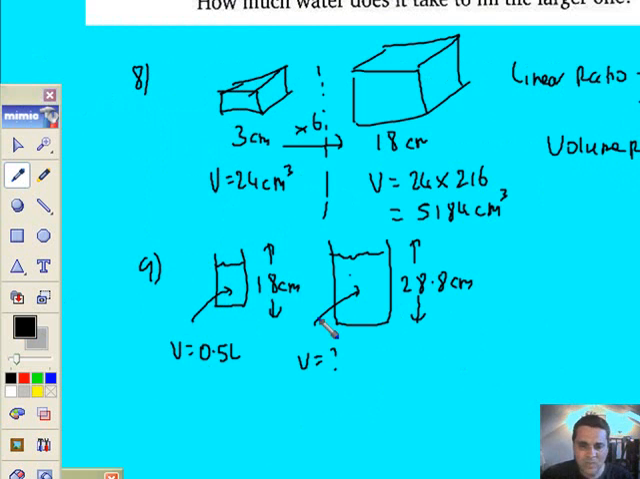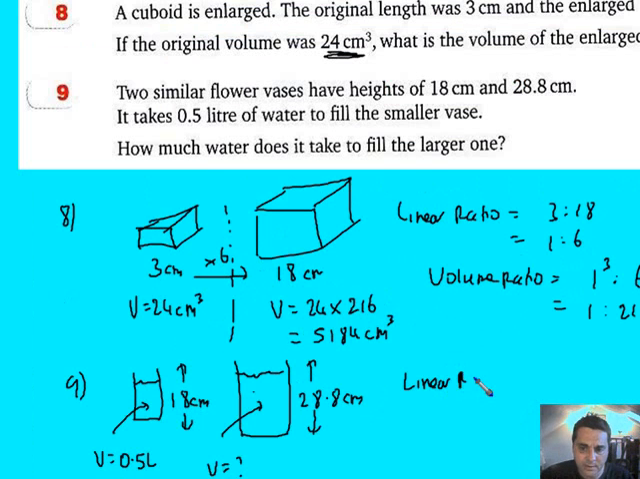Here we go. Right, linear ratio. Start with the linear, always. Always. If it's given to you, that is. Linear ratio is going to be 18 to 28.8. Can be simplified. It really can. I could halve it just to make life easier. I'm going to leave it like that because my calculator can handle it.